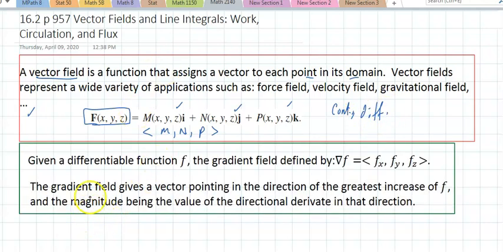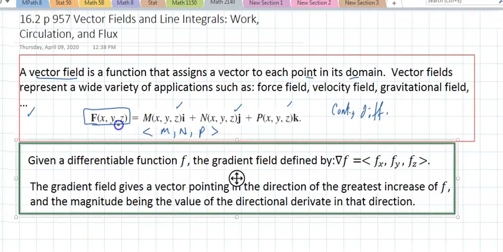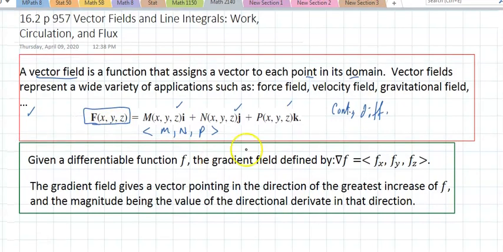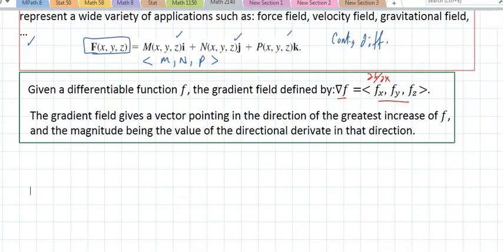And given a differentiable function f, we are recalling how to find the gradient. Remember what that is? The partial of f with respect to x, the partial with respect to y, the partial with respect to z. We did that on the last exam. The gradient field gives a vector pointing in the direction of greatest increase of f, the magnitude being the value of the directional derivative in that direction.